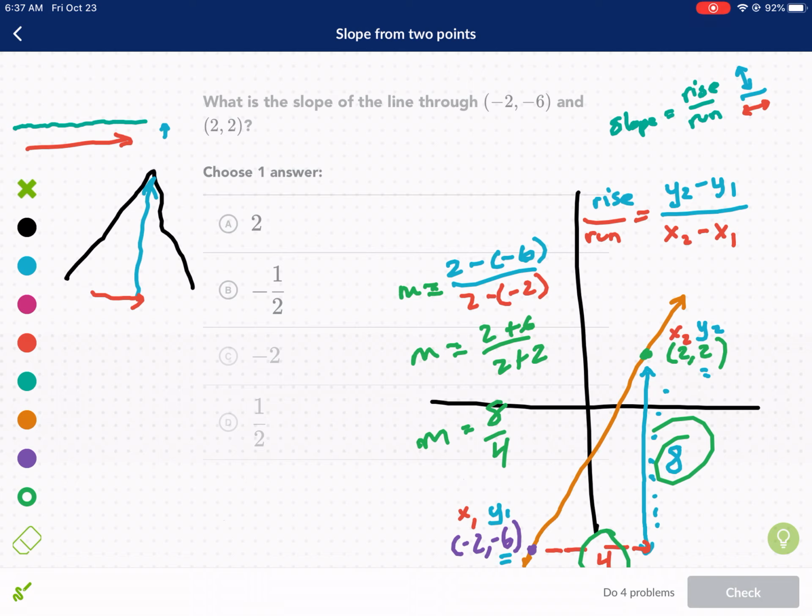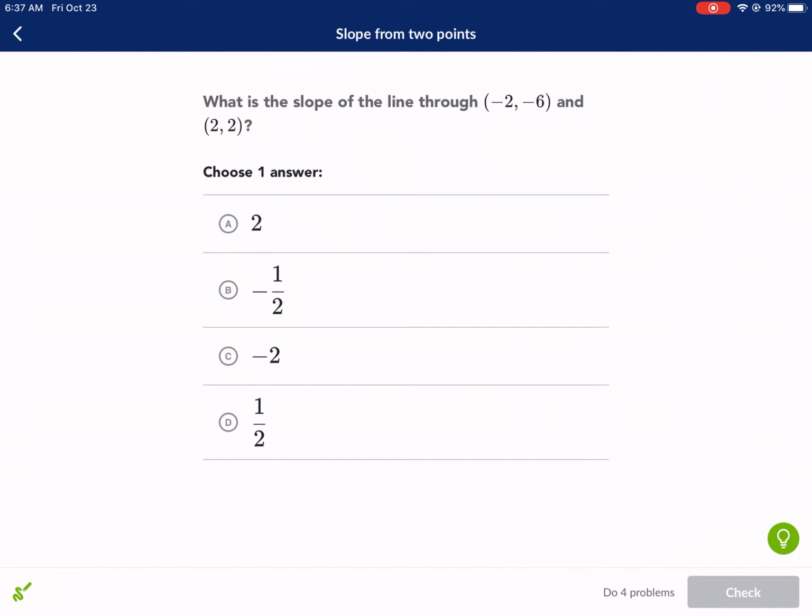Okay, that essentially found our distance between those points, but now we simplify with the ratio. We know it's vertical change divided by the horizontal change, and that is 2. So our slope here for this problem is 2. So we're going to select 2.